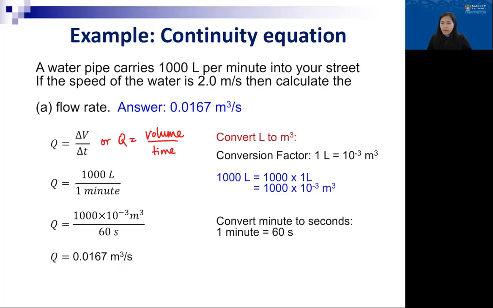Good. The conversion factor from liters to cubic meters will be very useful when we're talking about fluids, because commonly we give volume in terms of liters. So this is one thing you might want to put in your formula sheet for the exam, that conversion factor there.